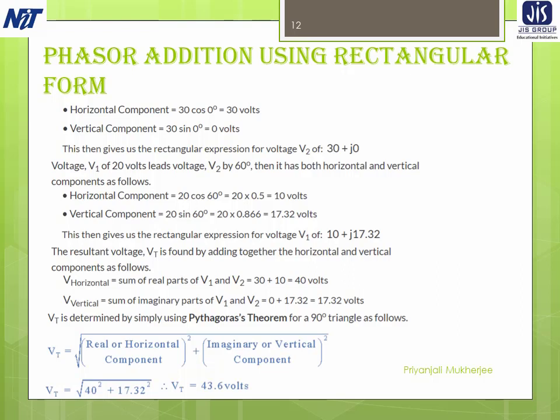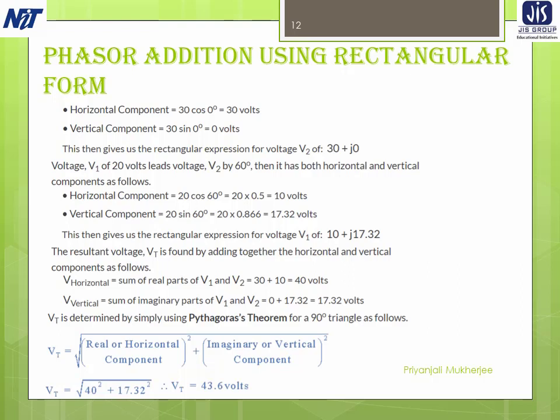So the resultant voltage can be found by adding together the horizontal and vertical components, and as per the Pythagoras theorem, it will be the square root of the real part squared plus the imaginary part squared. So the real part is 30 plus 10, that is equal to 40, squared, and the imaginary part is 0 plus 17.32, that is 17.32 squared. So overall Vt becomes 43.6 volts. So in this way you can add two or more phasors.